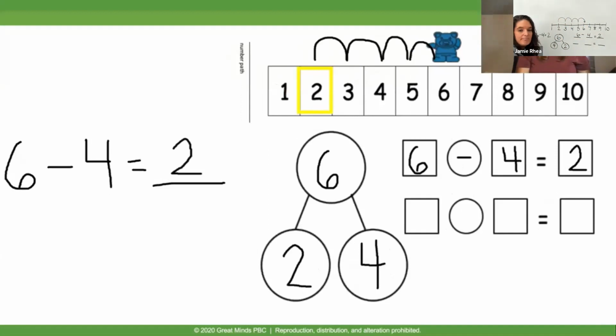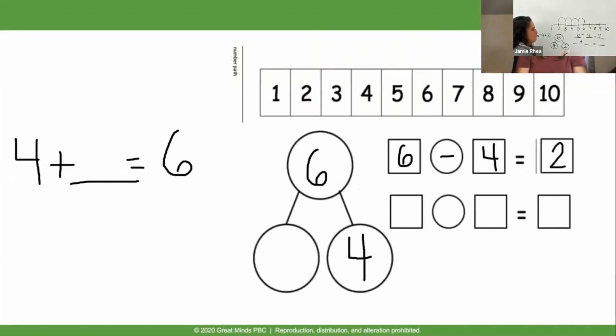Is there another way to solve 6 minus 4? We can talk to a friend. We can switch it to add. Or you can just think out loud. Or, you know what? Yes, we can also count on from 4 to 6. We can use an addition sentence. Let's do that. We can think 4 plus what equals 6. We can count on using the number pad.